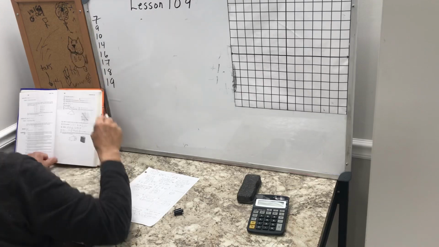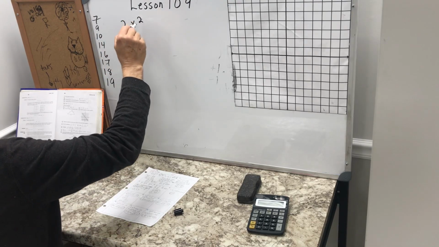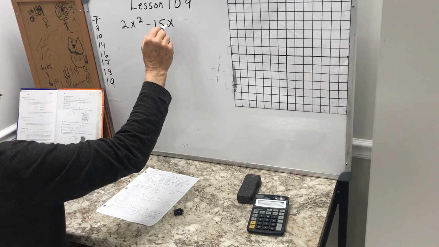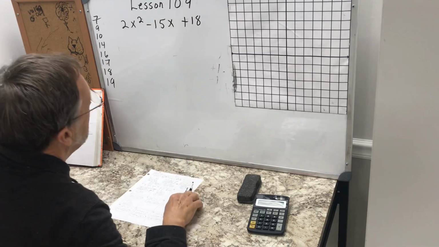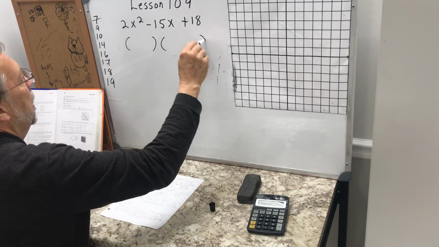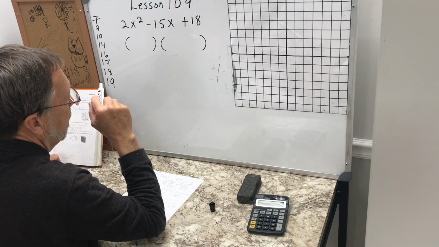That was number 7. Go to number 9. Again, first start off by writing it in descending order: 2x squared, negative 15x, and a positive 18. Can we factor anything out? We cannot. So we will make some choices here. In this case, I'm just going to do this on this one to show you all the different possibilities.